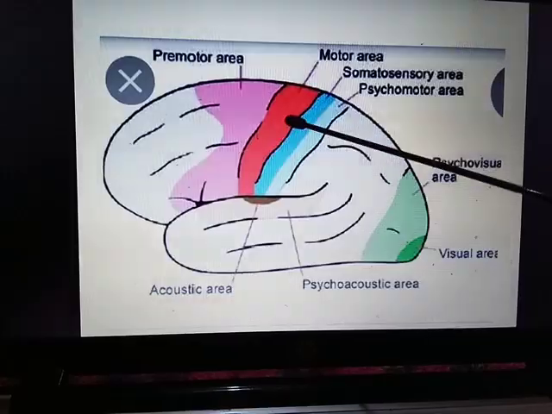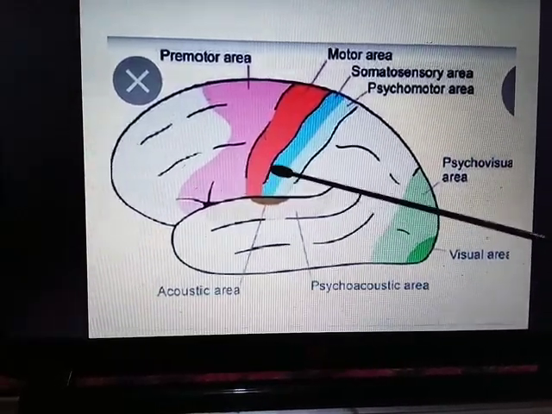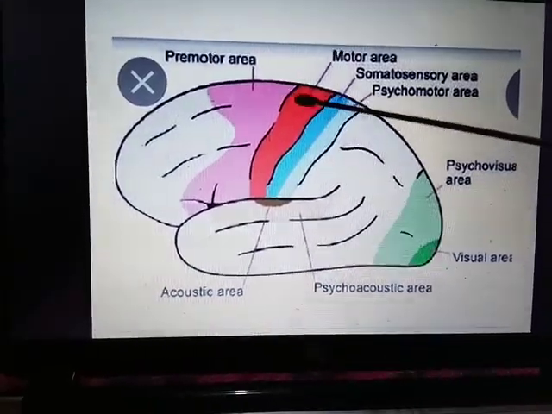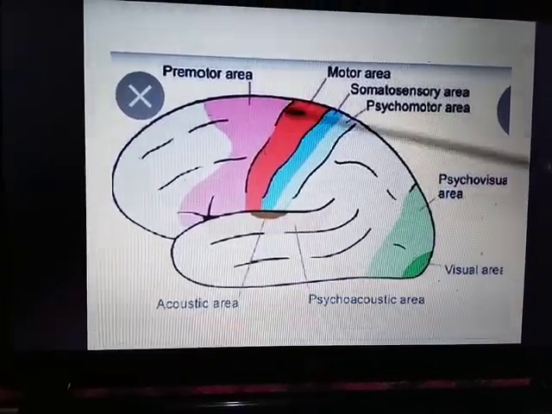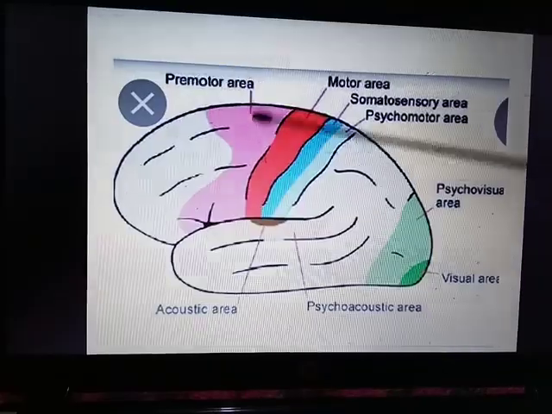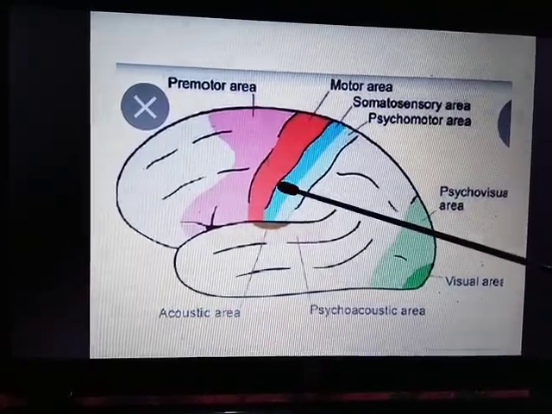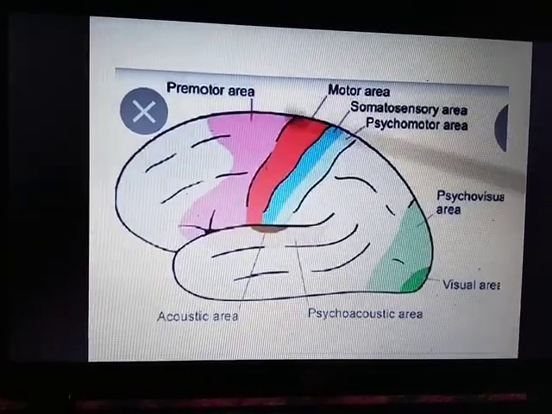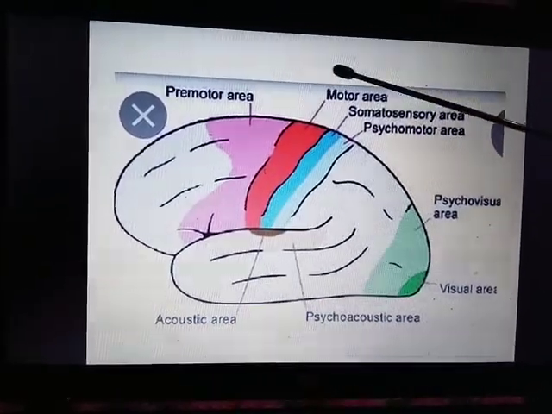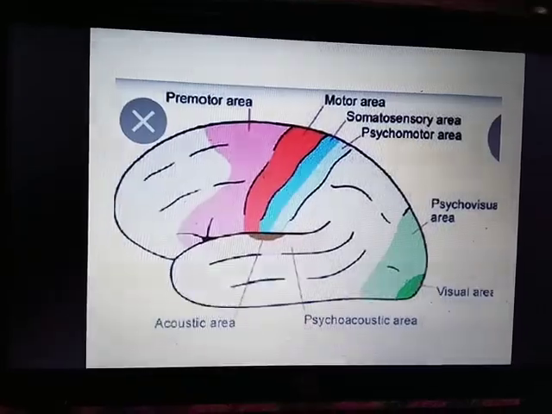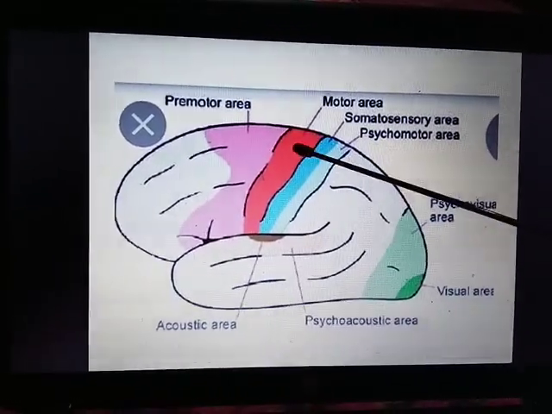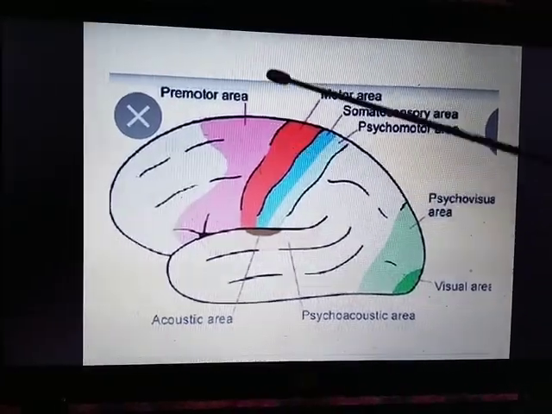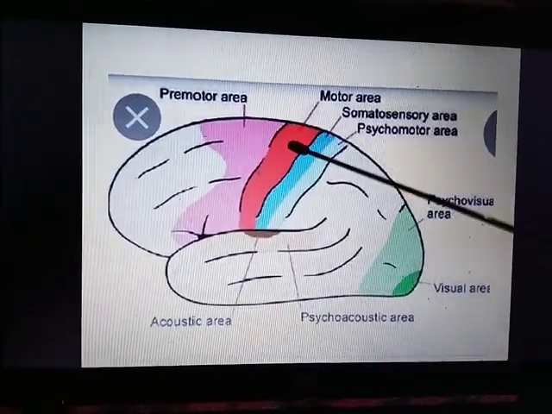This is the central sulcus, all of you know, and this is the precentral sulcus. The red area between the two is called the precentral gyrus. Since it is in front of the central sulcus, it is called the precentral gyrus, or motor area, or Brodmann's area 4.